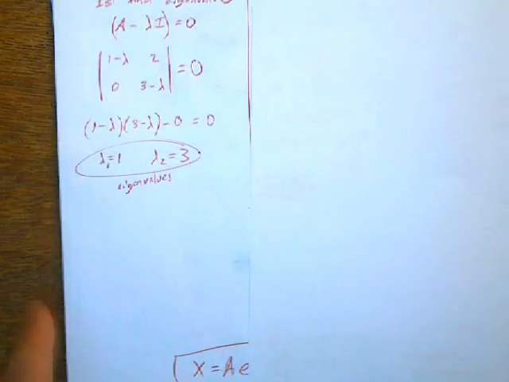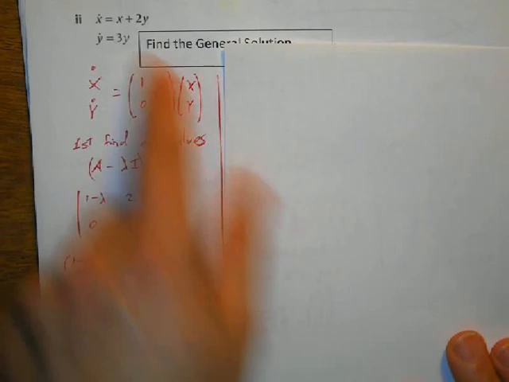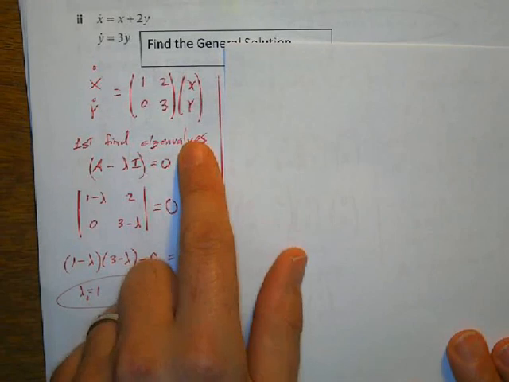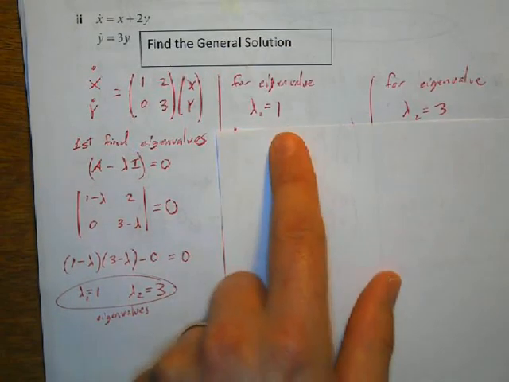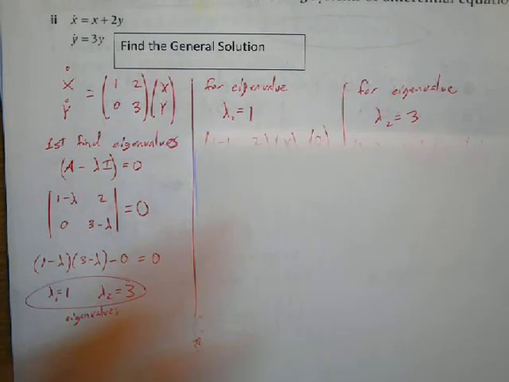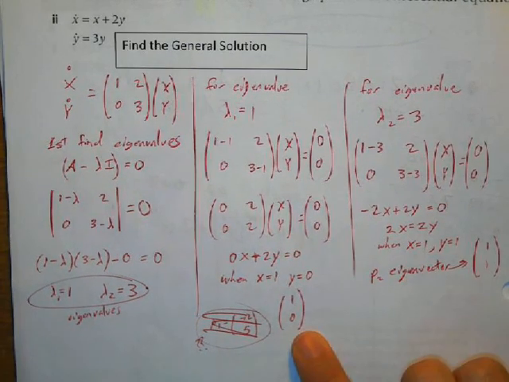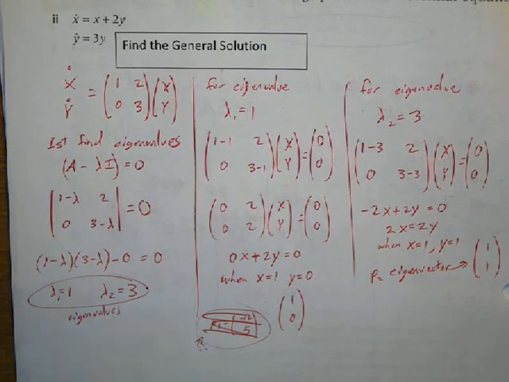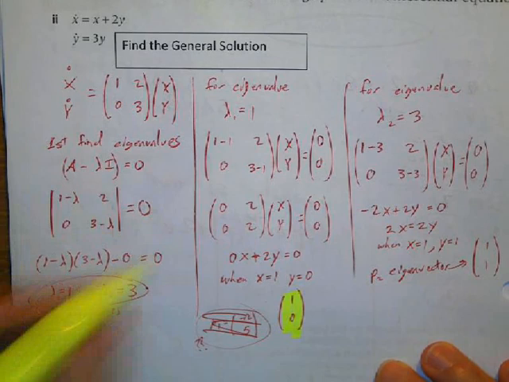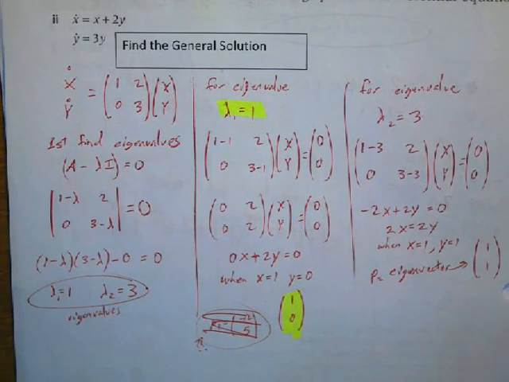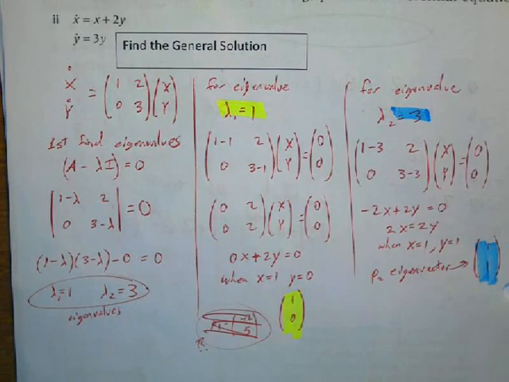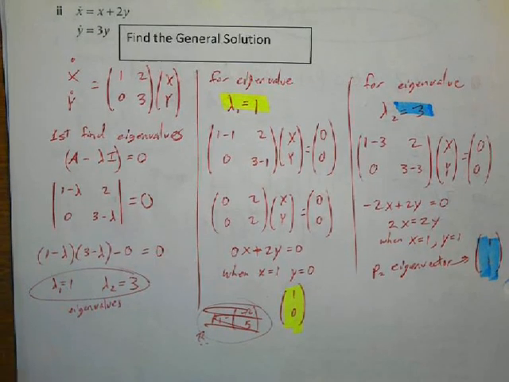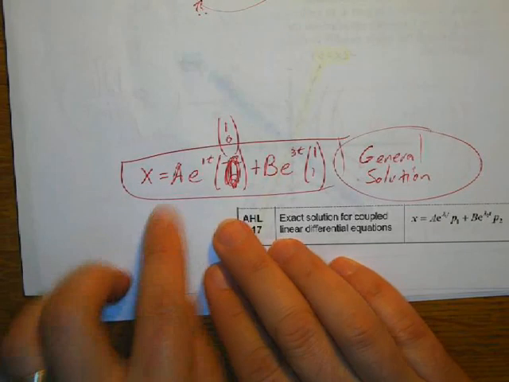Okay, so I've rewritten this with my matrix and the x and y. I've found my eigenvalues to be 1 and 3. Using the eigenvalue of 1 and using the eigenvalue of 3, I go through the steps and I find the eigenvector of 1, 0 using eigenvalue 1. Using eigenvalue 3, I end up with an eigenvector of 1, 1. So then my general solution is this.